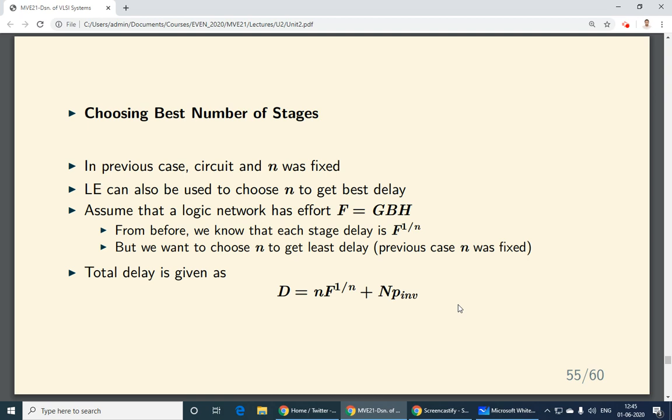Suppose we have a situation where n is not fixed. How can we choose it such that the delay is minimum? That is approximately what we are trying to do here, and it's a special case. We are only going to work with a chain of inverters, so a chain of successively larger inverters.